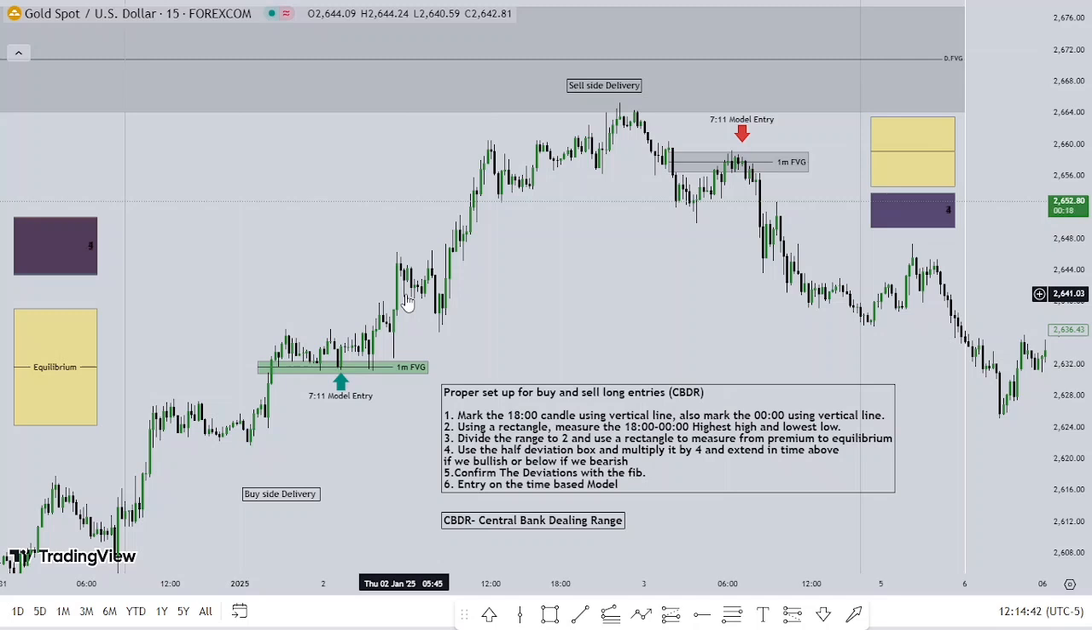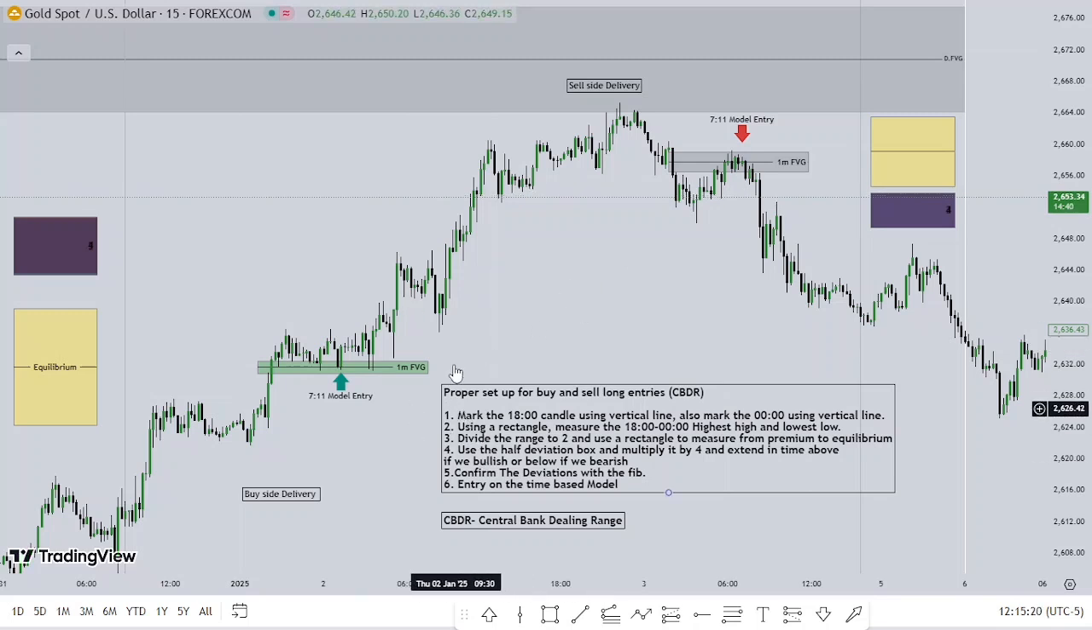So this is a proper setup for buy and sell when you want to have long entries. I'm talking about the swing traders right here, because our model is a scalping model. But if you want to be a swing trader and you want to use the central bank dealing range, it's very simple for you to trade this model. More details are in our mentorship, so I cannot explain more of the things I'm going to be doing here, but I just want to make you understand and have an idea of what setup we're going to be doing regarding this swing trading entry.